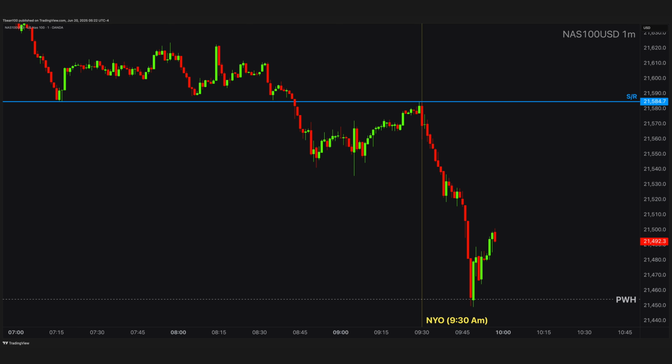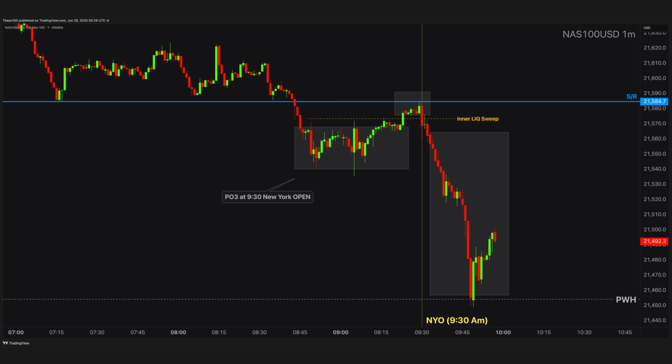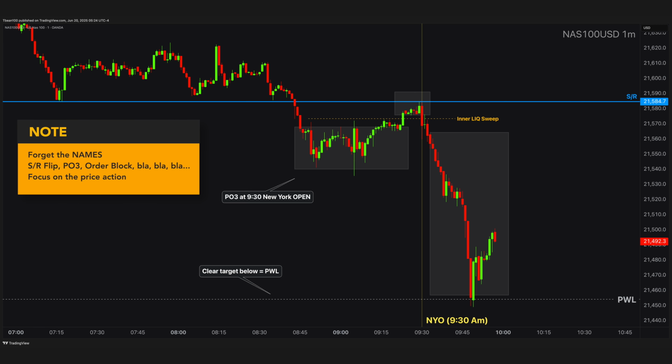Any ideas? Notice the inner liquidity sweep when the market opens at 9:30 a.m. What is forming here? Just look carefully. An accumulation, then the manipulation, and finally the expansion. Some call it distribution. Basically, the power of 3 concept, PO3. And do we have a target to look for? Yes, we have this nice previous week low waiting for us below.